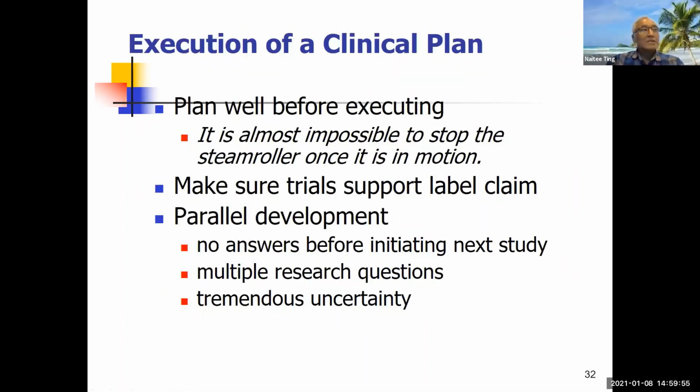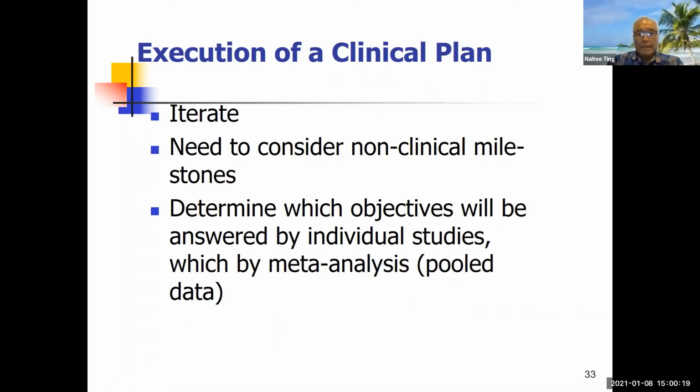Now, when we execute a clinical development plan, we want to plan well before executing, and want to make sure trials will support the label claim. And you look at different studies. Some studies you can develop in a parallel fashion. Sometimes they have to be developed in a sequential fashion. And when you execute the clinical development plan, it's an iterative procedure. You're learning and you're improving, right?